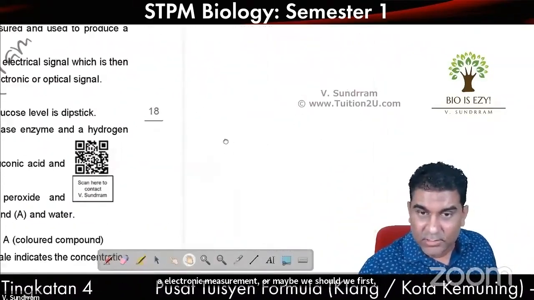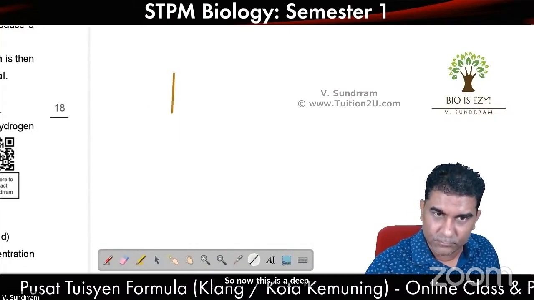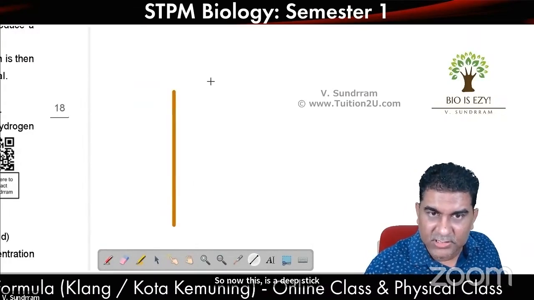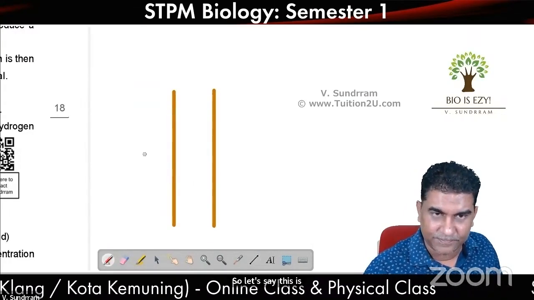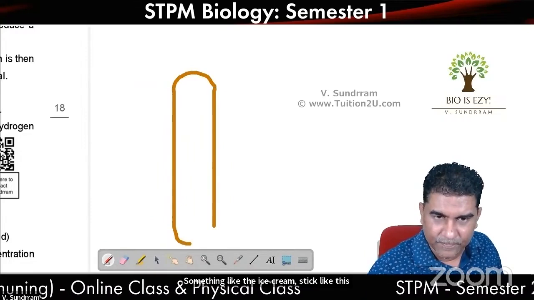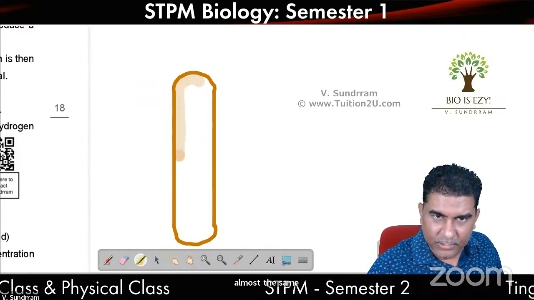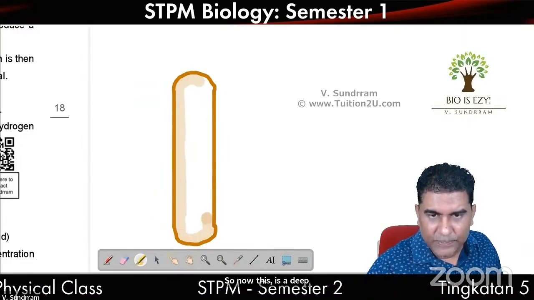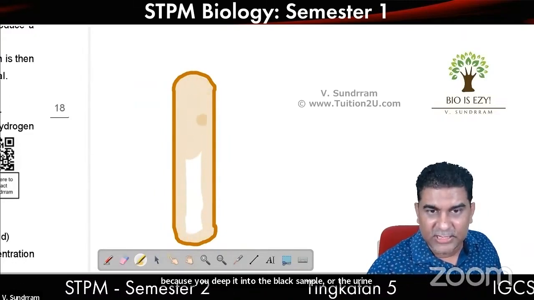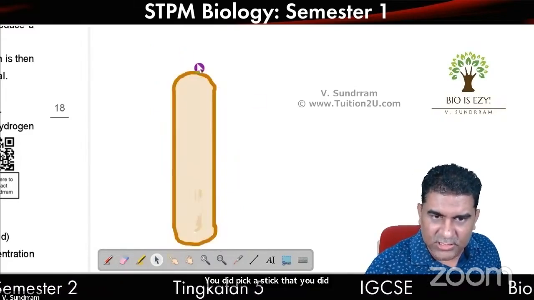So now this is a dipstick, something like an ice cream stick. The shape is almost the same. It's named dipstick because you dip it into the blood sample or the urine sample. You dip it, a stick that you dip into the sample. That's why you call it dipstick.